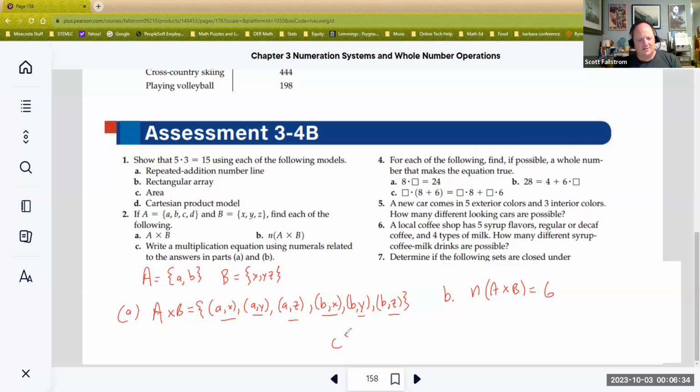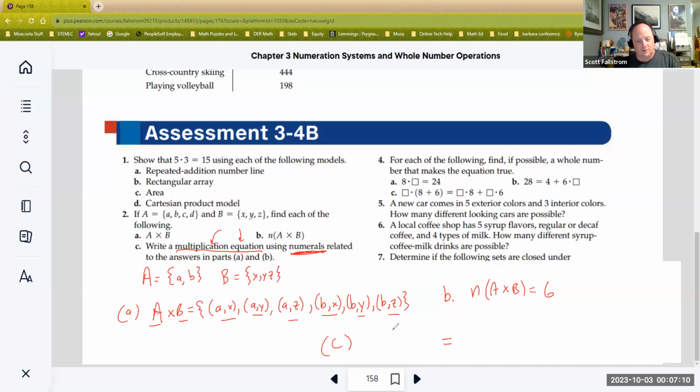And then part C says, now write a multiplication equation, using numerals. So the numerals are how we write numbers. Numbers, the idea; numerals, how we write it. So what numerals did I multiply and what equation can I make? So I need to write an equation. And if you look at the first two parts, I have a list of all the options here. So A cross B, A has 2 in it, B has 3 in it.